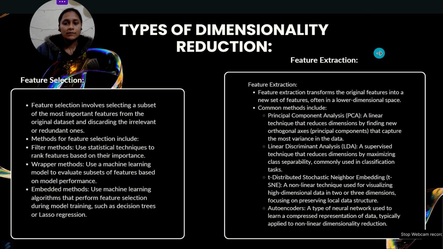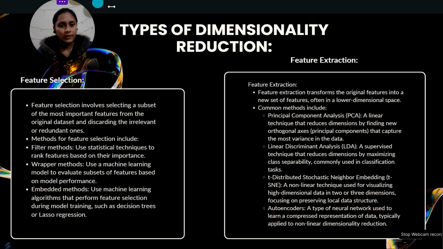Now, what are the types of dimension reduction? First is feature selection. It involves selecting a subset of the most important features from the original dataset and discarding the irrelevant or redundant ones. Methods for feature selection include filter methods, wrapper methods, and embedded methods. Second is feature extraction. It transforms the original features into a new set of features, often in a lower dimensional space. Common methods include PCA, LDA, t-SNE, and autoencoders.